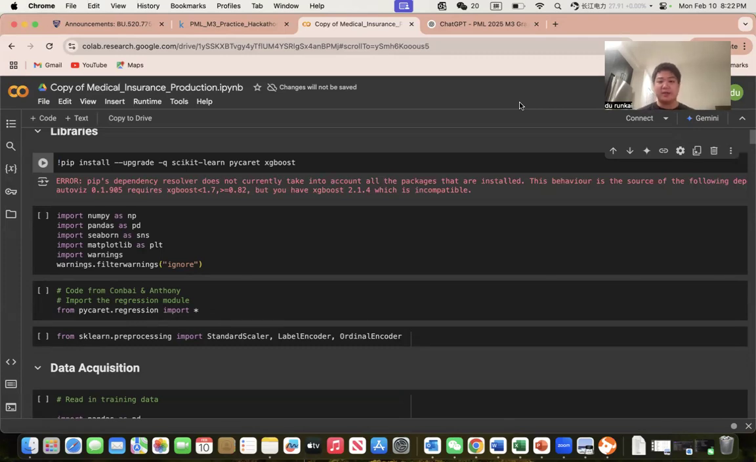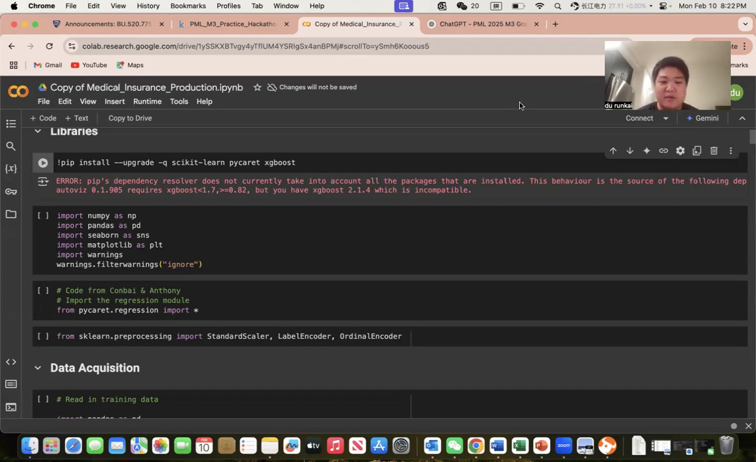Today, I'm excited to share with you an insightful project on predicting medical insurance costs using machine learning. By analyzing key attributes such as age, BMI, smoking habits, and region, we can build an accurate regression model to help insurance companies and individuals make informed decisions.